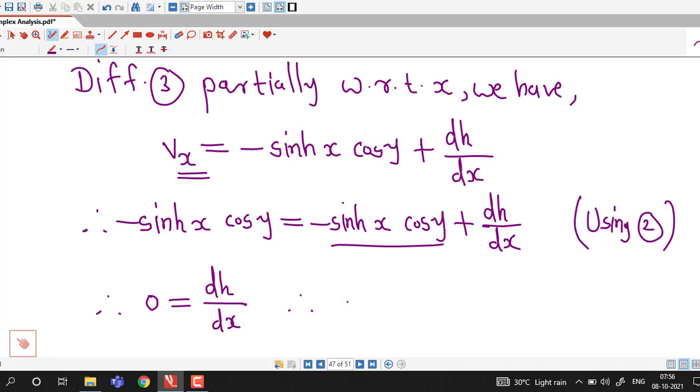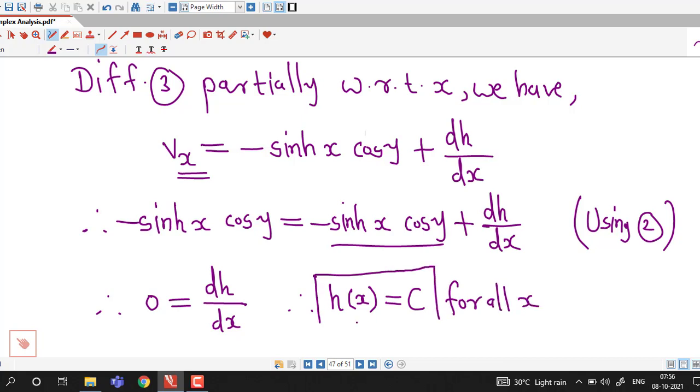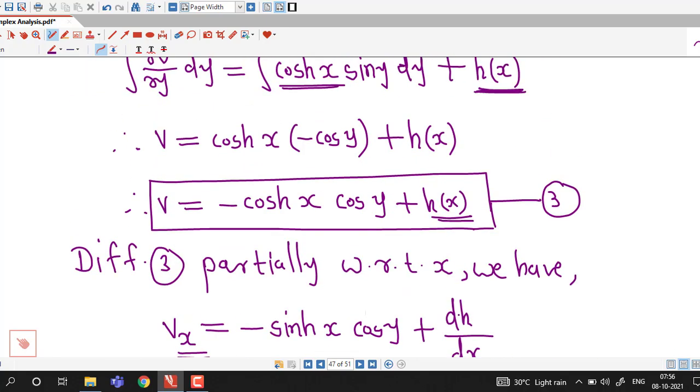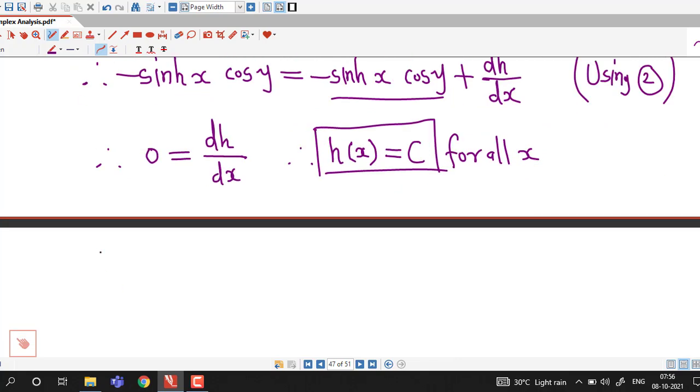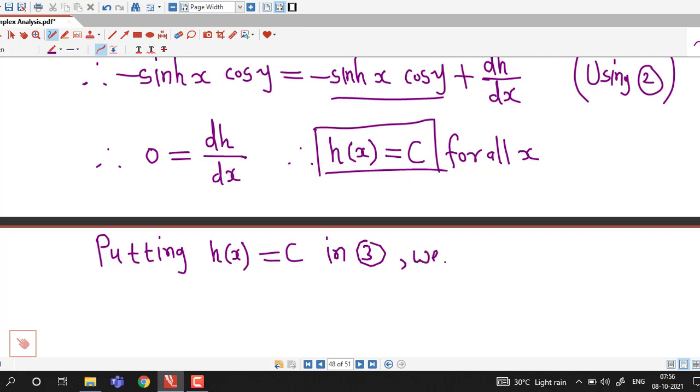So the derivative of h with respect to x is 0, and h is a function of only one variable x, therefore h(x) must be constant. So h(x) is constant for all values of x. So we obtain the value of h(x), it is a constant function. So we substitute that in equation number 3. Now in the last step, putting h(x) equal to constant in equation number 3, we obtain our harmonic conjugate.